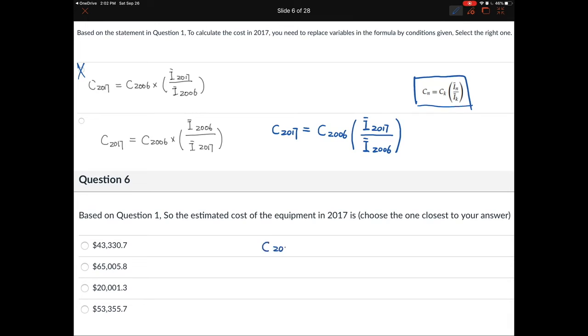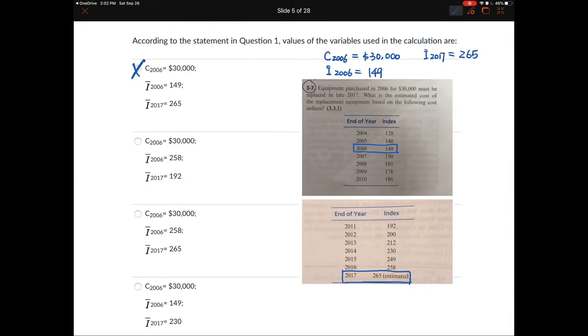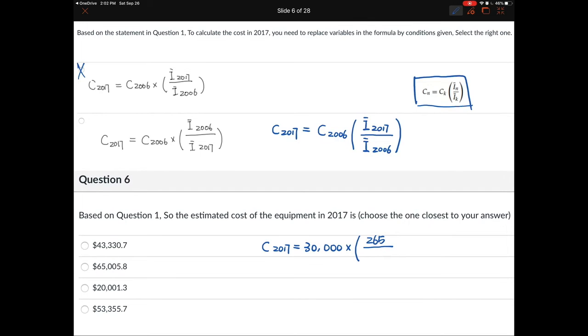So C 2017 is gonna be, C 2006 is 30,000 times a ratio between I bar 2017 is 265 and I bar 2006 is 149. Okay, and do the calculation, and then you will have the answer as 53,355.7, which is this one. Okay.